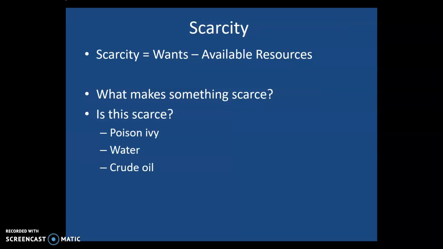ExxonMobil and all the other companies that you buy gasoline from, most of those companies will pay for crude oil. In fact, they're paying right now about $130 per barrel of crude oil. Crude oil is relatively expensive right now, $130 per barrel. And if crude oil were not scarce, then ExxonMobil and Chevron and British Petroleum and all these other companies would not be willing to pay $130 for a barrel of that oil. But the fact that they are willing to pay for it tells me that it is scarce. They're giving up their money to get the crude oil, and then they will turn that crude oil into something that we can use like gasoline or motor oil or various other applications.